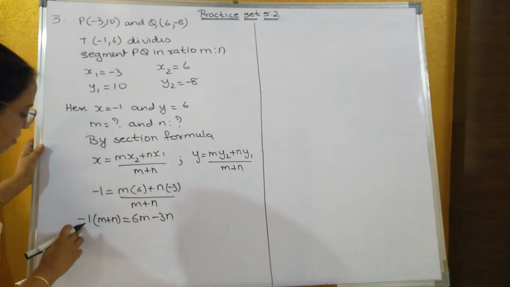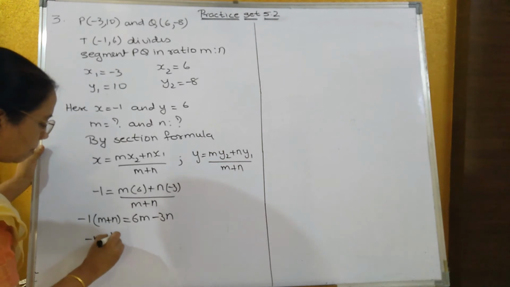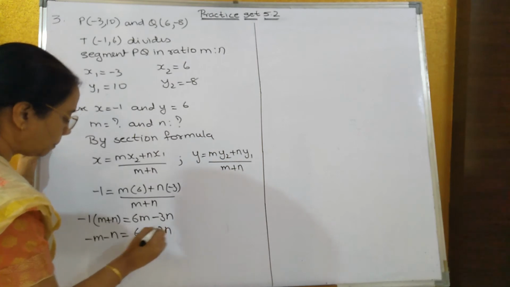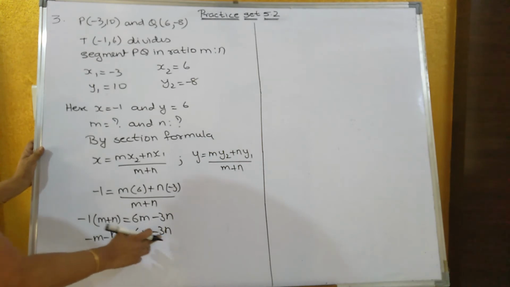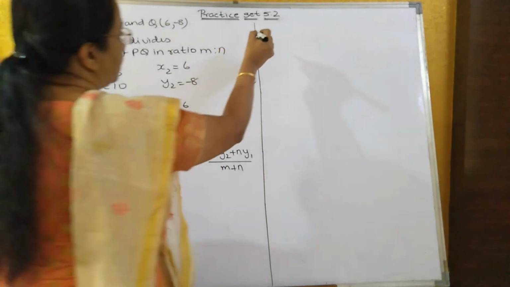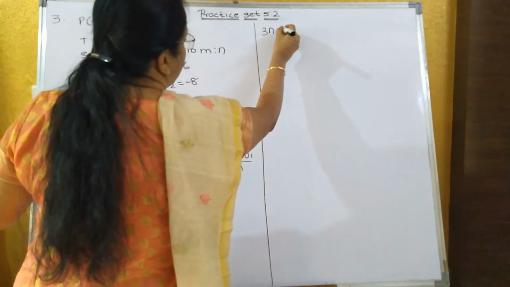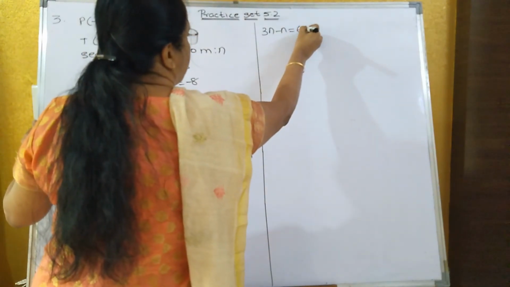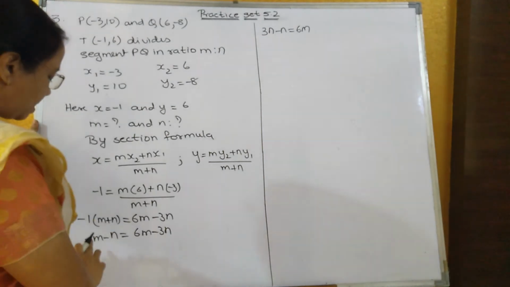Now when you multiply with minus 1, we get minus m minus n. So minus m minus n is equal to 6m minus 3n. Now take this minus m on the other side and bring this minus 3n on this side. So when you bring minus 3n on this side, it will become plus 3n. So 3n and minus n is already there. Minus n is equal to 6m, and minus m you will be taking on the other side, you will get plus m. Minus m will become plus m.